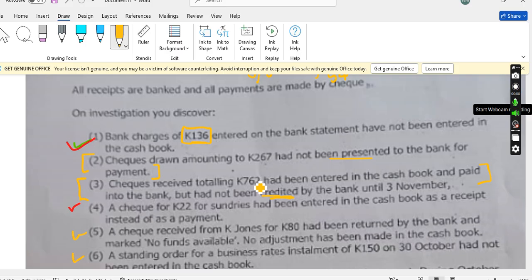Okay, so this one, receipts are debited. Yes, in our cash book. But since you said that has already been entered, we will not add it in the cash book. Yes, won't add it, because if you add it again, you're double counting, since it's already been entered in the cash book. So if you try to put it again, you're double counting now.